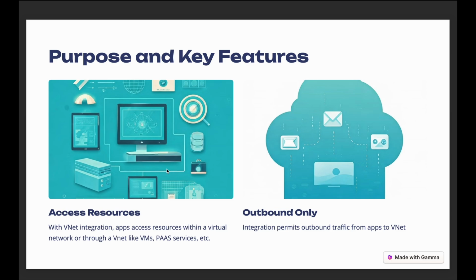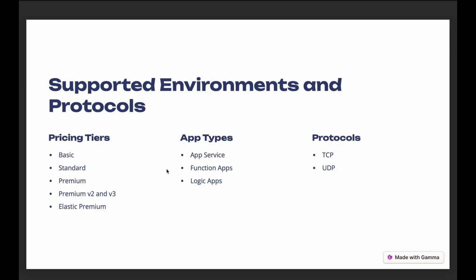On the traffic flow, when we do the VNet integration with the app, only outbound traffic from the app will be affected and not the inbound. Supported environments and protocols: in the app service plan we have various pricing tiers like Basic, Standard and Premium V2 and V3, and Elastic Premium. The app types supported are the app service, the function app and the logic app. Protocols are TCP and UDP.